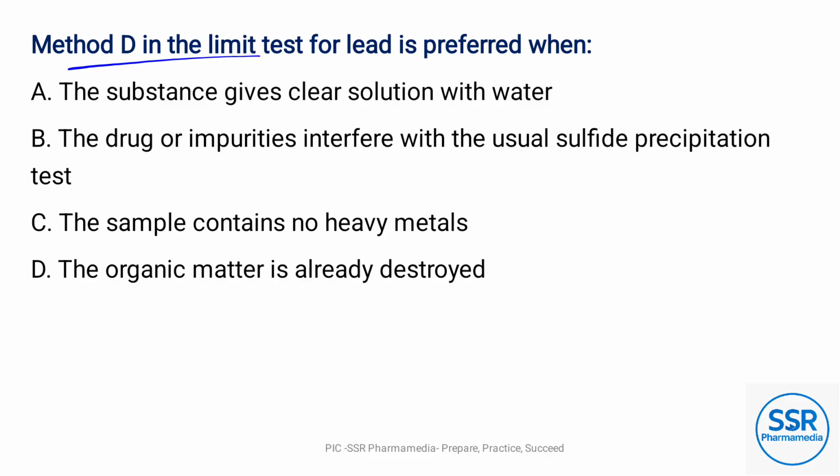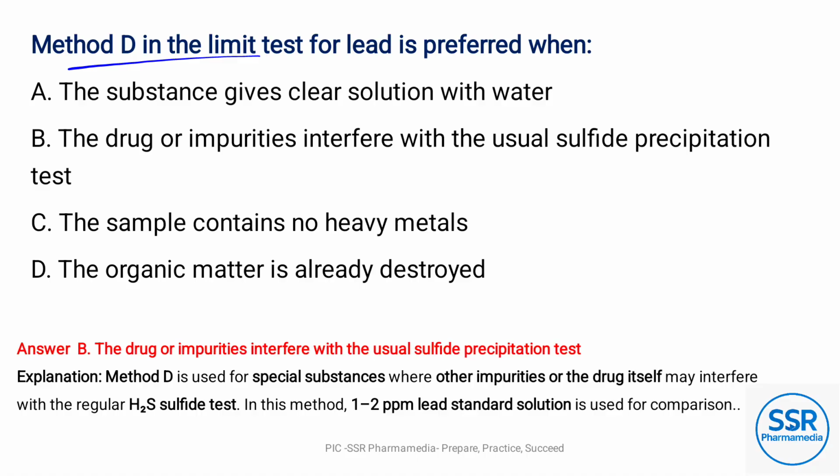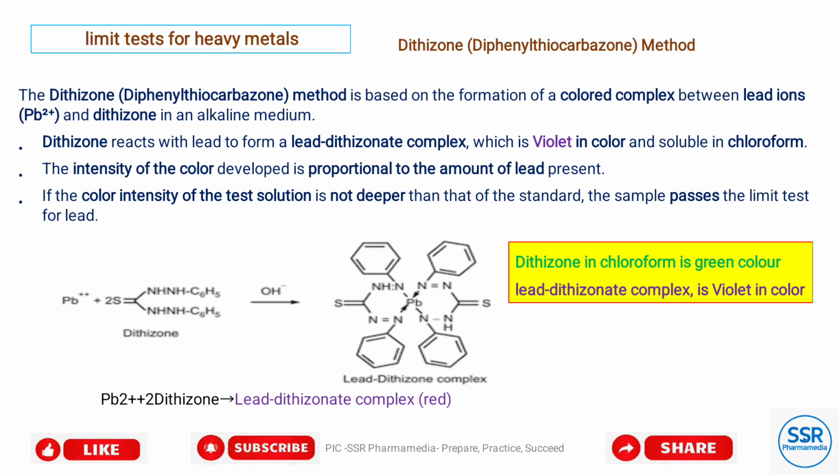Method D in the limit test for lead is preferred when, option B is the answer, the drug or impurities interfere with the usual sulfide precipitation test. So in method D, standard solution 1 to 2 ppm lead standard is used. So next is the limit test for heavy metal.